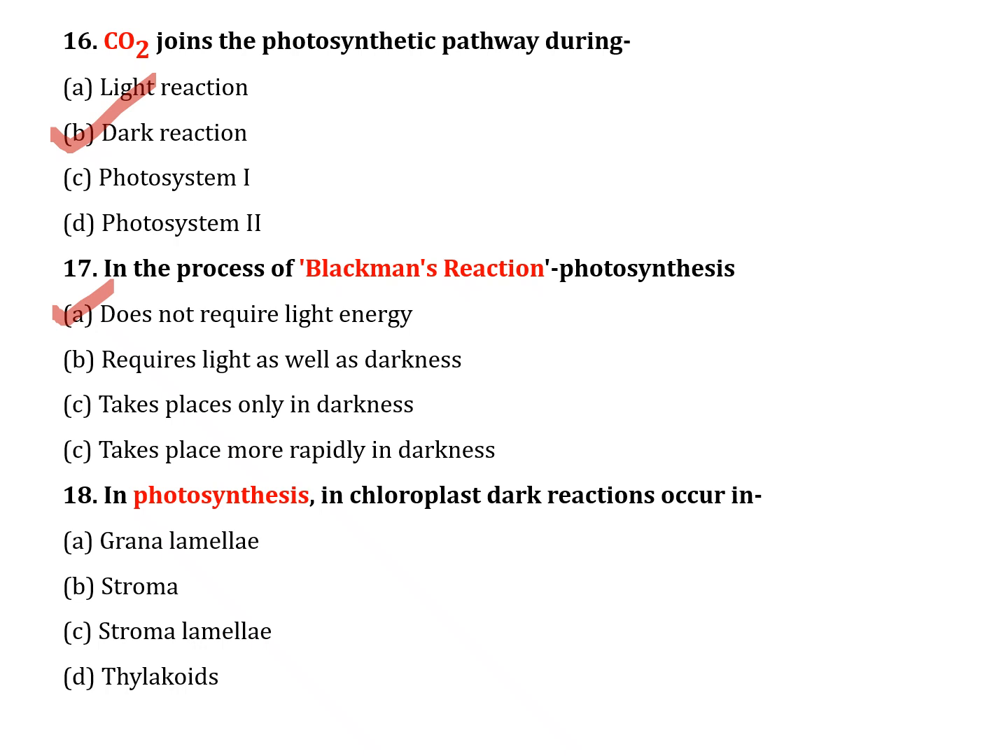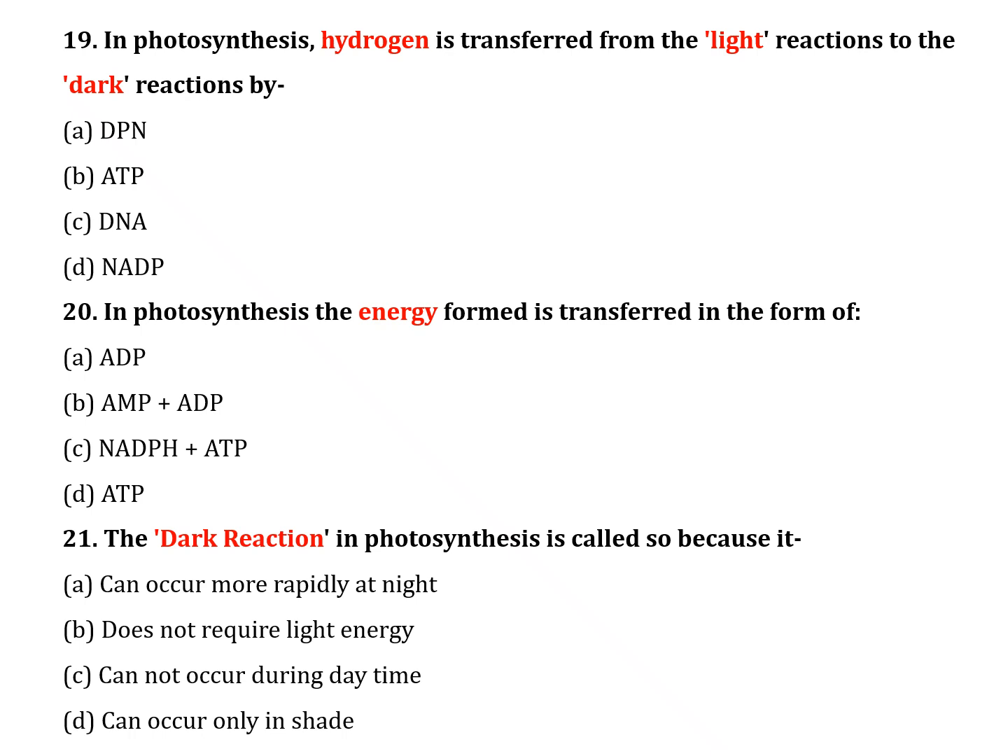The next question, number 18. In photosynthesis, in chloroplast, dark reaction occurs in option A, granulamella, option B, stroma, option C, stroma lamella, option D, thylakoid. The correct answer is option B, stroma. The next question, number 19. In photosynthesis, hydrogen is transferred from the light reaction to the dark reaction by option A, DPN, option B, ATP, option C, DNA, option D, NADP. The correct answer is option D, NADP.